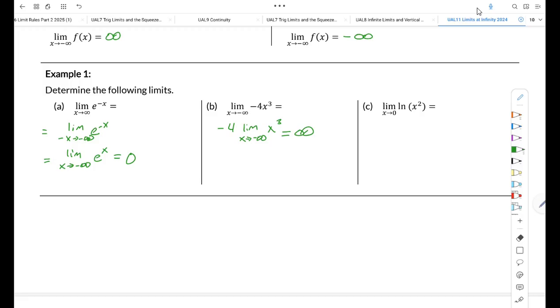Now, the thing about ln of x, ln of x is only defined for positive numbers. We talked about that in the continuity section. But here, we're doing the ln of x squared, which means that we're going to always have a positive number that we're plugging in. So we actually can find an overall limit here, but it does come down to looking left and right on this one.